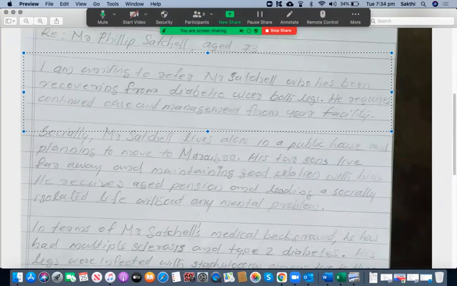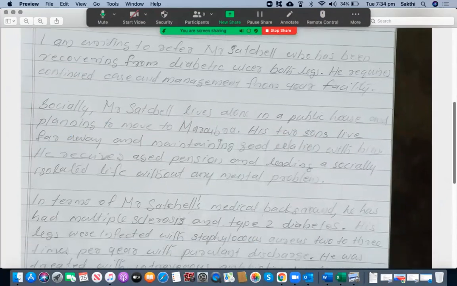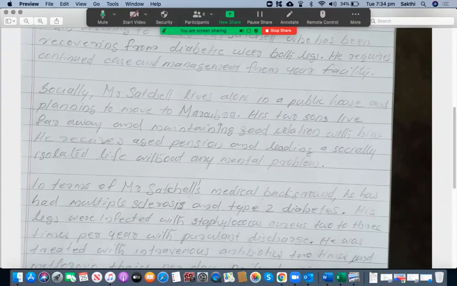All right. He requires continued care and management from your facility. That's all right. There's no spelling mistake. Socially, Mr. Satchell lives alone in a public house and planning to move. Okay, let us use the subject here as well. Whenever you use "and", after that you can use the same subject. So let's say Mr. Satchell planning to move. Is that correct? It's wrong. Mr. Satchell is planning to move.